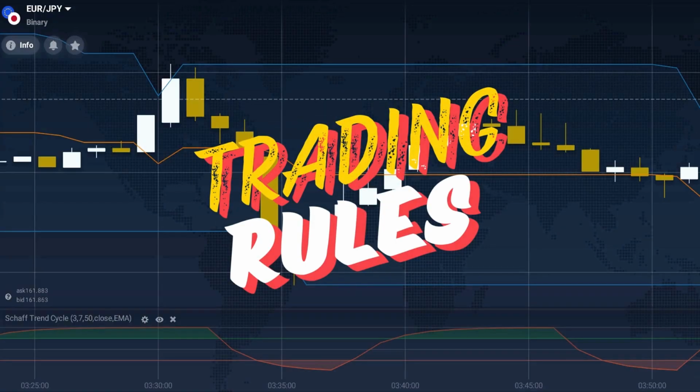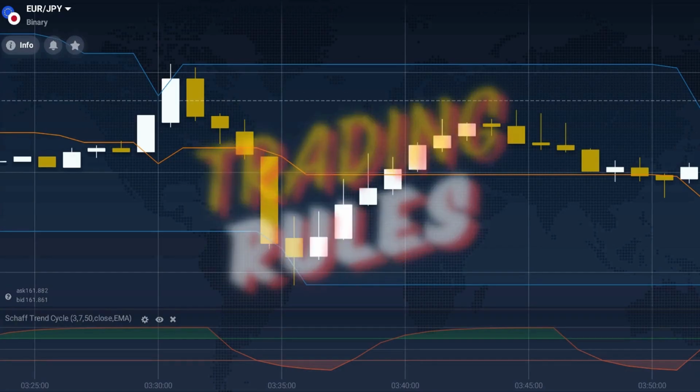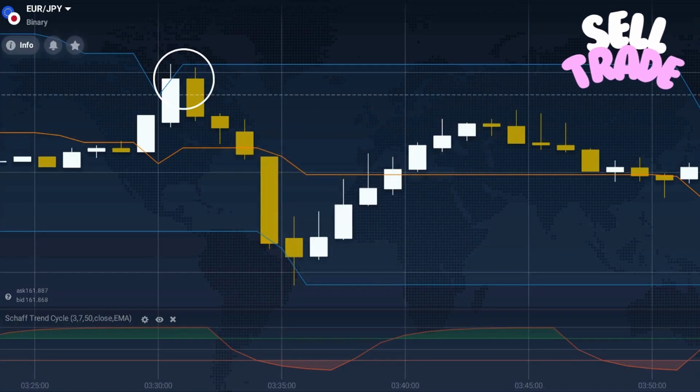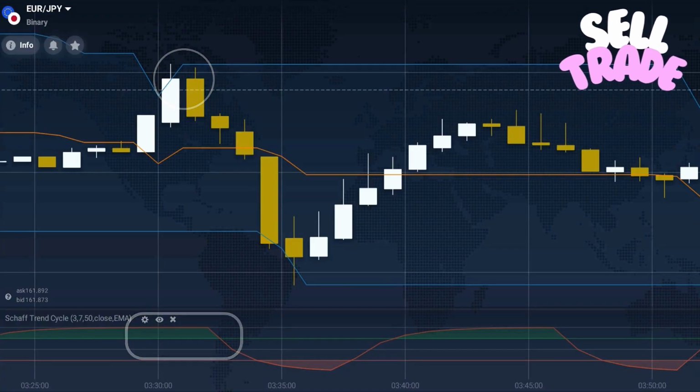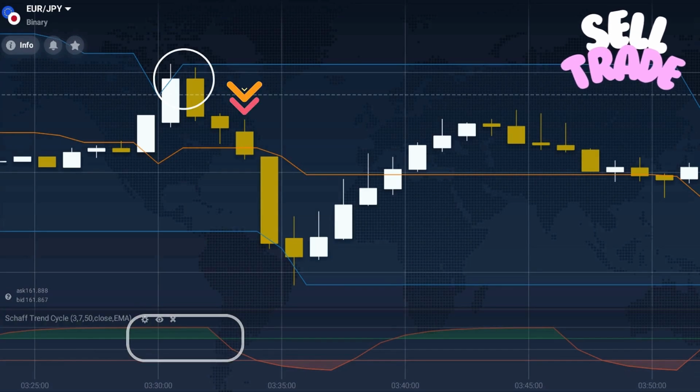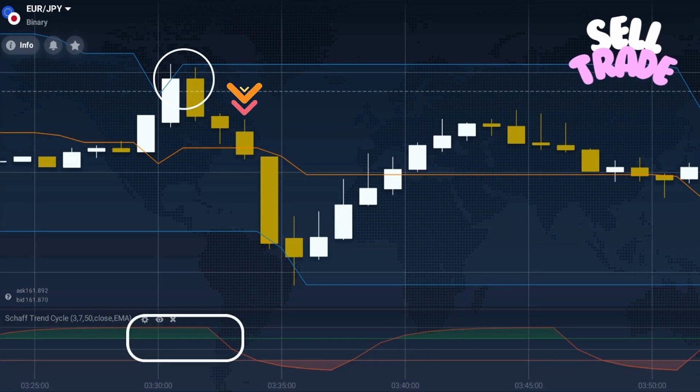Now, let's understand the trading rules for this strategy. Sell trade. When the price touches the upper line of the Donchian Channels and the Schaff Trend Cycle line is moving downward, after touching the 100 level, you should immediately take a sell trade.